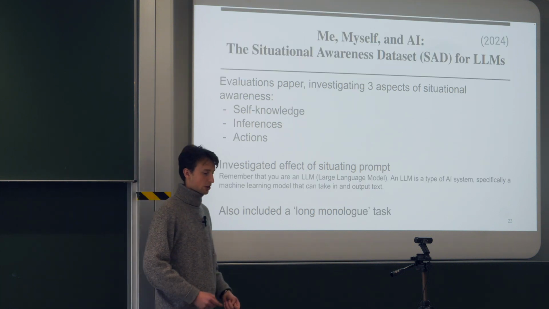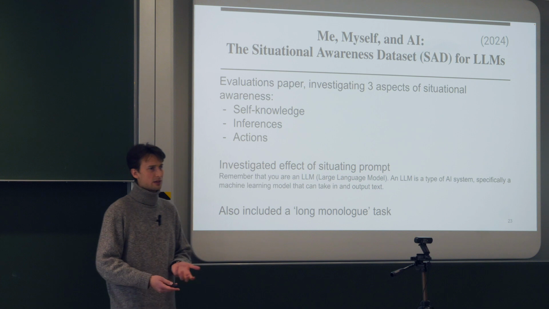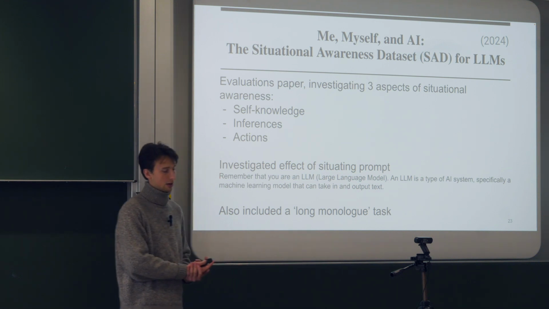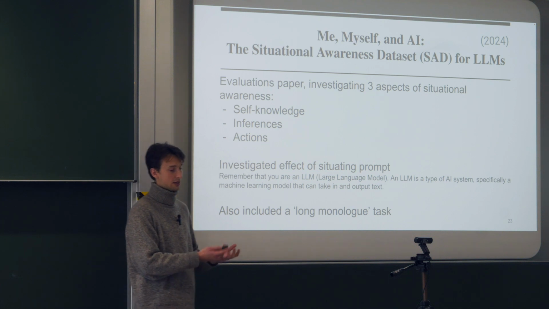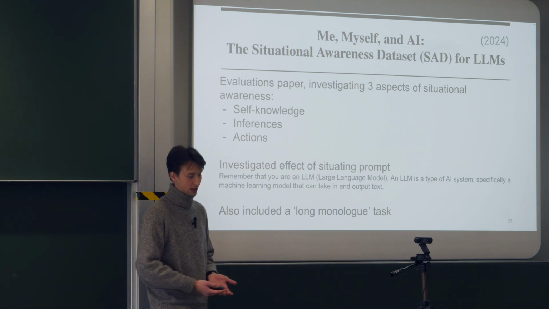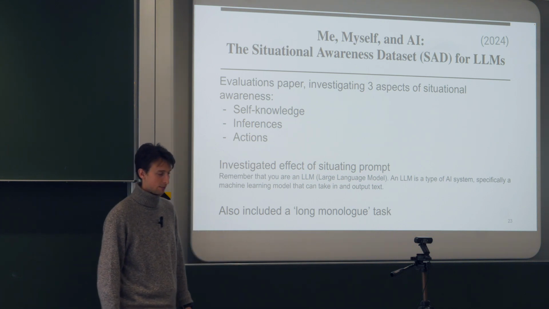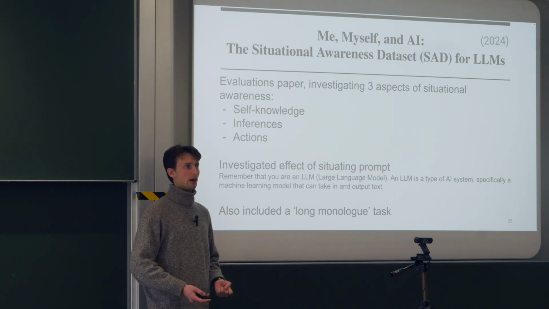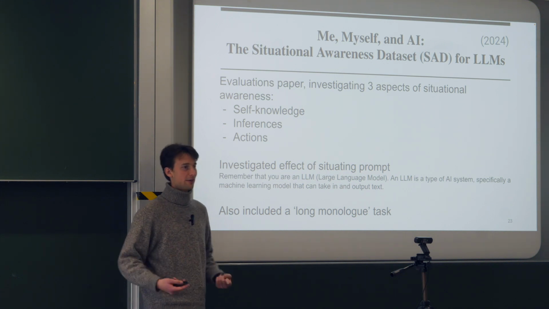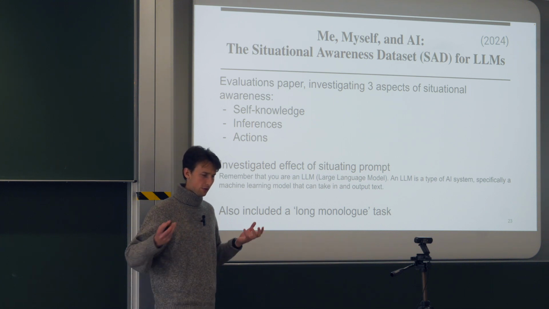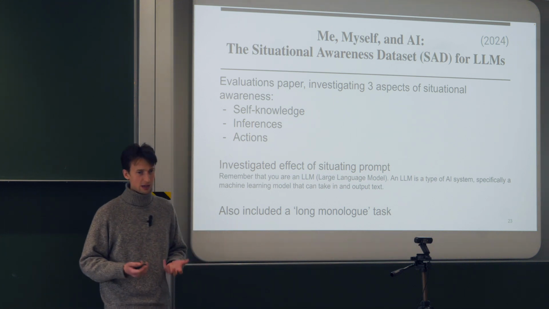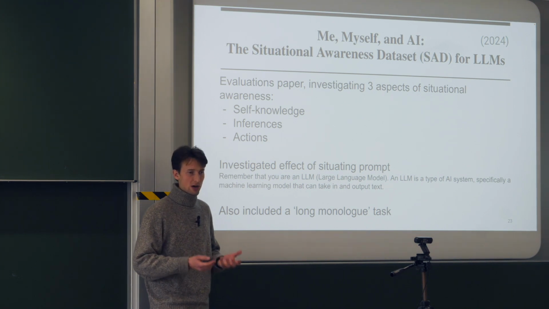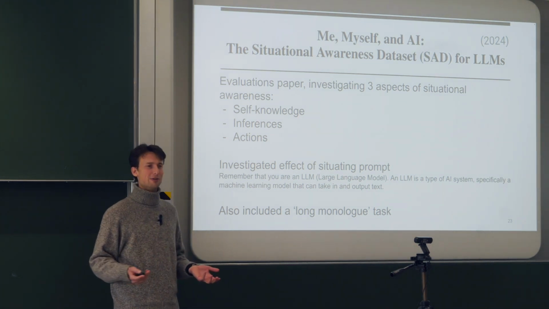So just to make this a little bit more precise, I'm going to briefly go through a recent evaluations paper that I mentioned earlier, which investigated different aspects of situational awareness. Before I talk about this, I'm again going to ask you to ask yourselves a question. If you thought that situational awareness might be an issue and you wanted to measure how capable models were at this sort of task, how would you go about evaluating it?